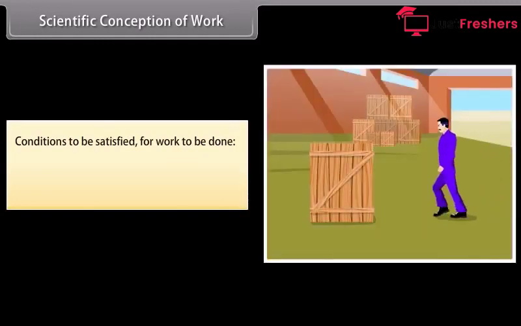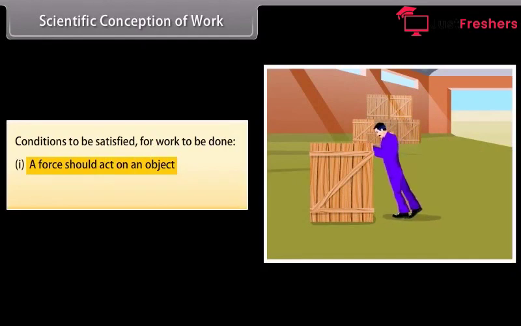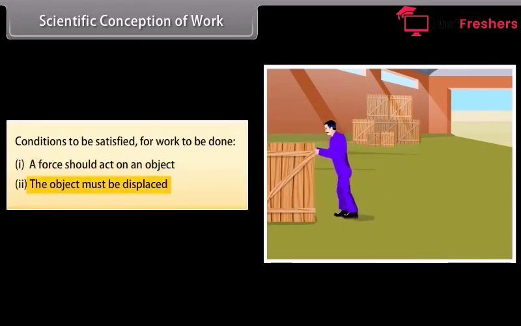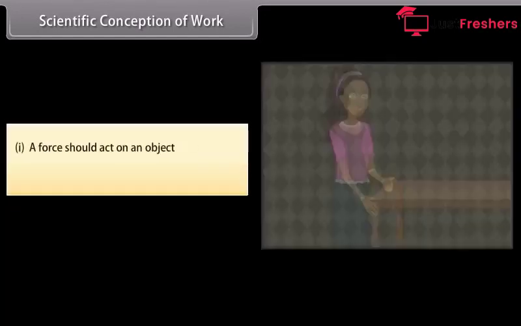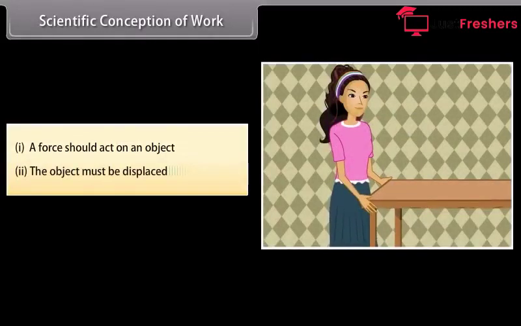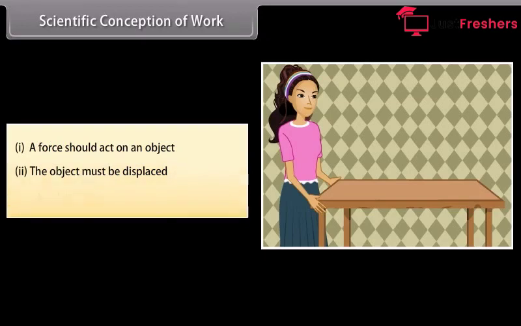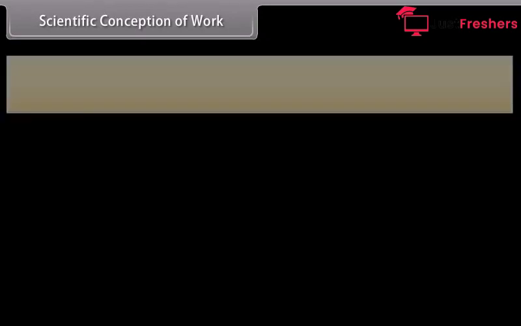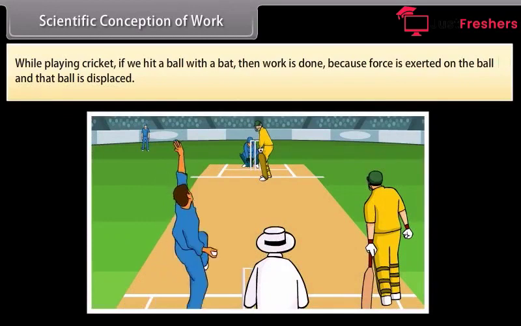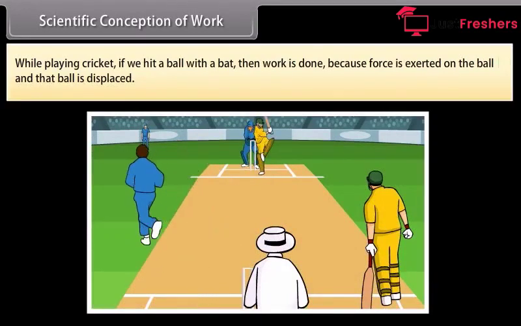Scientific conception of work. For work to be done, these two conditions should be satisfied. First is, a force should act on an object. Second is, the object must be displaced. Let's take a look at a few situations. If we pull a table and the table moves through a distance, here we have exerted a force on the table and it is displaced. So both the conditions are satisfied here. Therefore, work is done. Similarly, while playing cricket, if we hit a ball with a bat, then work is done because force is exerted on the ball and that ball is displaced.